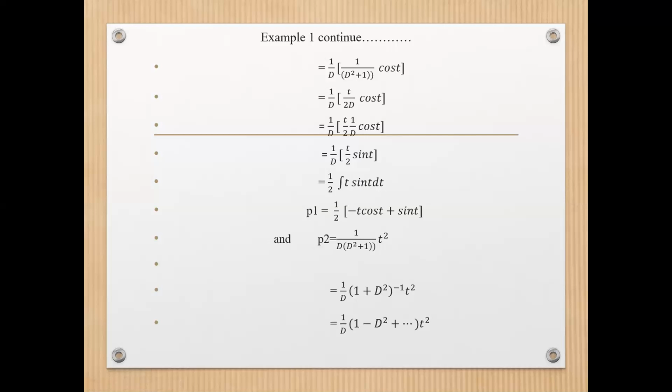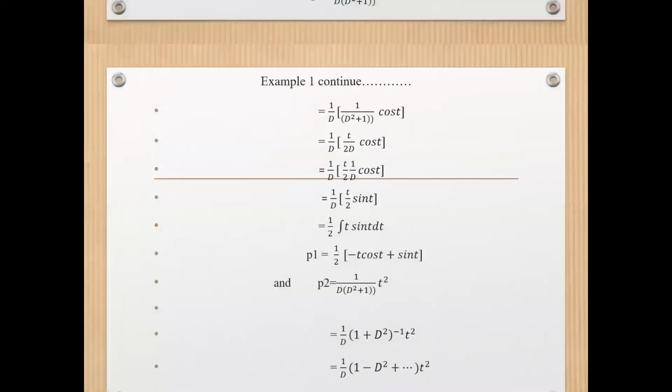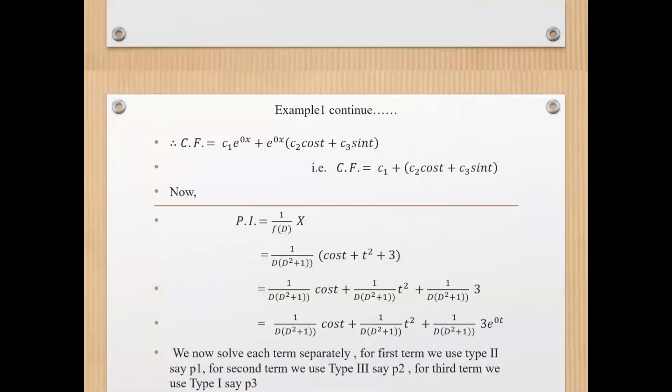We get P2 is equal to 1 upon D square plus 1 times t square. Take this bracket to the numerator. We get 1 upon D into (D square plus 1) raised to minus 1 into t square. Here we have to use the expansion of (1 plus x) raised to minus 1. As you know, this is the expansion.